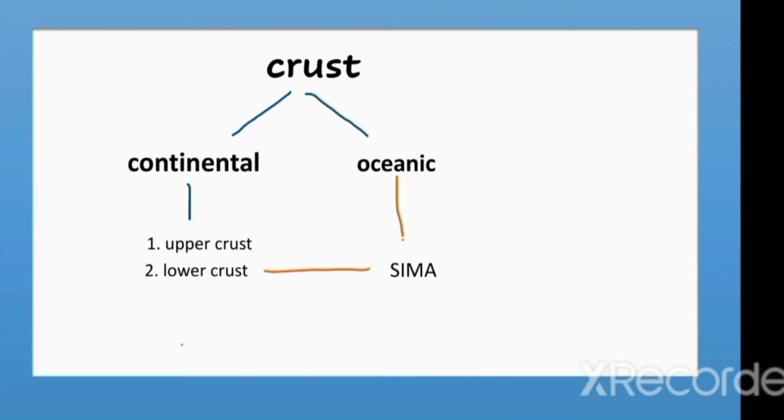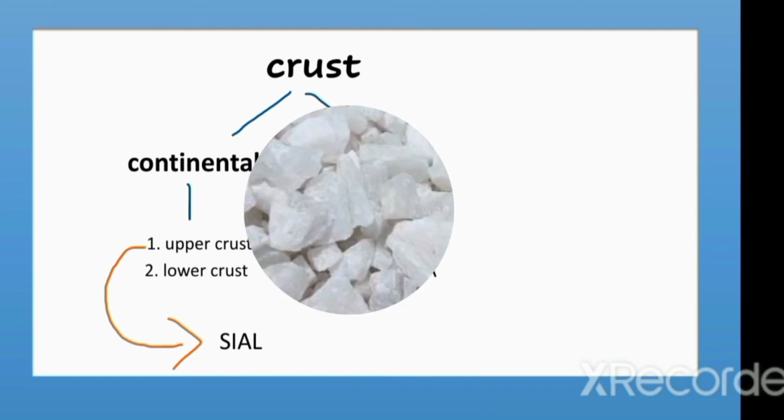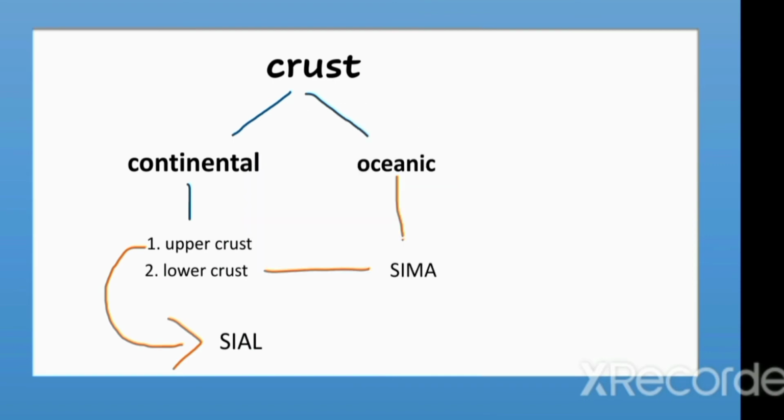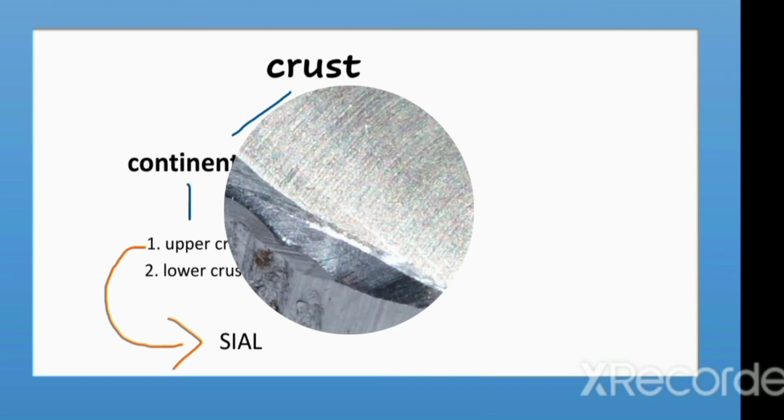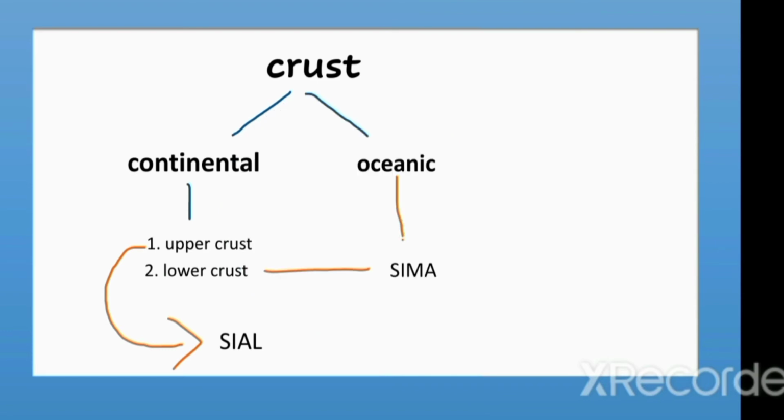What about the upper crust? The upper crust is made up of sial, where si is for silica and al is for aluminium. So the upper crust is made up of silica and aluminium. Let's learn about the crust in much more detail.